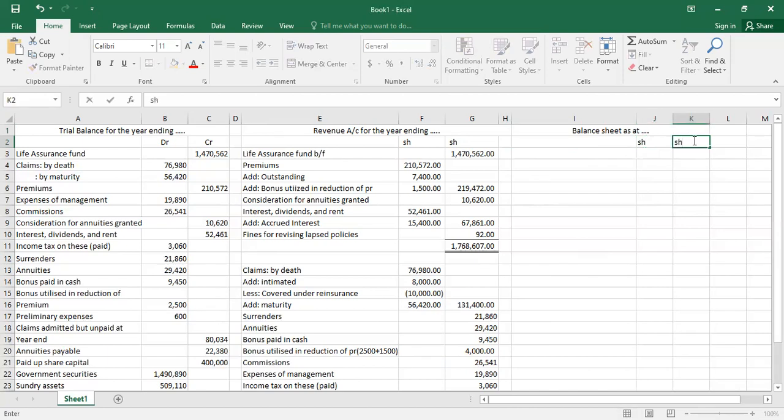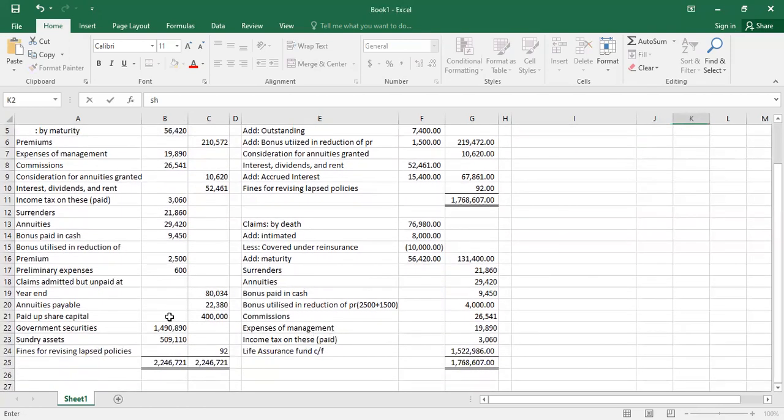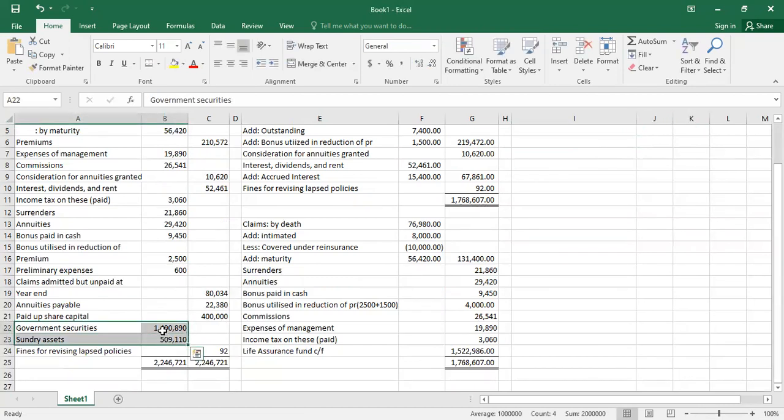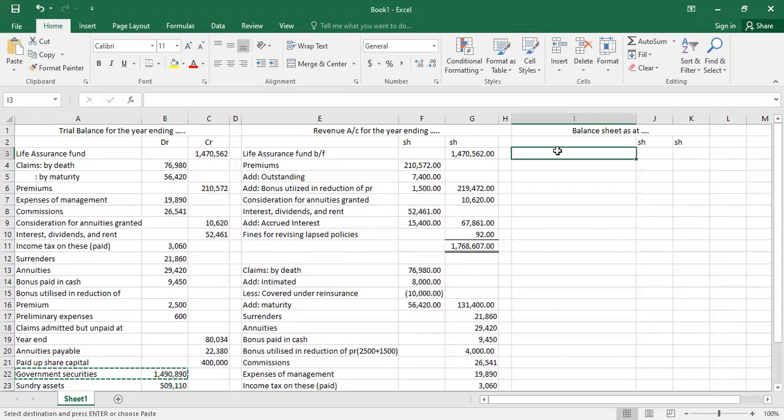So here we are preparing the statement now. I'll pick what is in the balance. I have government securities and I have the sundry assets. But sundry assets are supposed to appear below because we always arrange our assets in order of permanency. We always start with the most permanent and then go to the least permanent. Give me the other items. We have the outstanding premium.